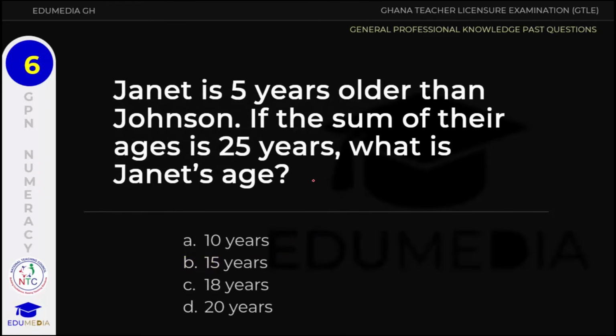The next question is, Janet is 5 years older than Johnson. If the sum of their ages is 25 years, what is Janet's age? So this question has really reappeared in a lot of questions, and it always surfaces in different forms. Sometimes it surfaces as a currency question or monetary value question, sometimes as an age question. So pay attention to this particular question. It will definitely show up in your upcoming examination. I'm sure of that. So let's look at this question.